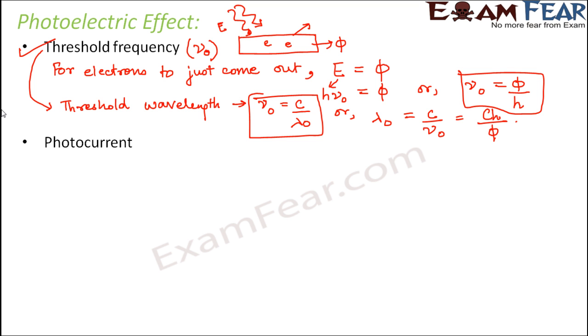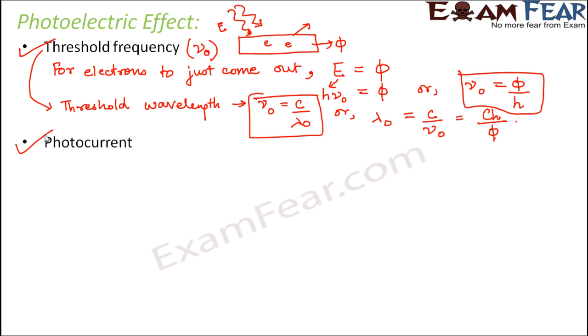Now let's move on to the next important concept, which is photocurrent. Now the moment photoelectrons are getting emitted, the flow of photoelectrons would constitute photocurrent, because as you know, wherever the electrons flow, it's like charge flow. So flow of charge constitutes current. So similarly here also, flow of photoelectrons constitutes photocurrent.